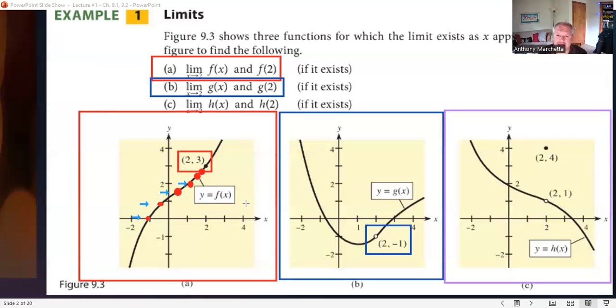What is the y value when x is 2? Look, there is none. It's a hole. So we would say g of 2 does not exist. But what is the limit as x approaches 2? Okay, as x approaches 2. Well, that's pretty deep, right? Let's approach 2 and see how that feels.